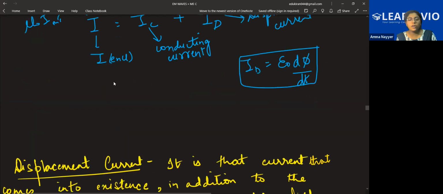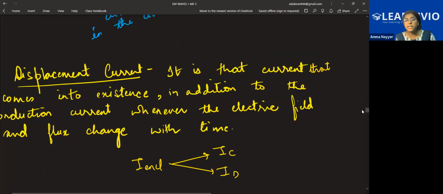IC is the current in the circuit, which we have been studying, and this is the displacement current. So what is the displacement current? It is that current that comes into existence in addition to the conduction current.